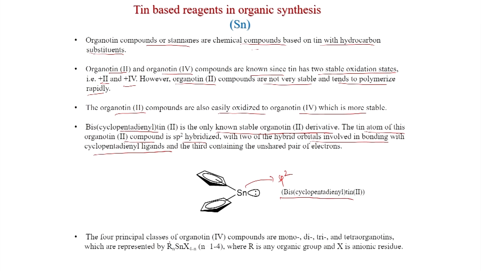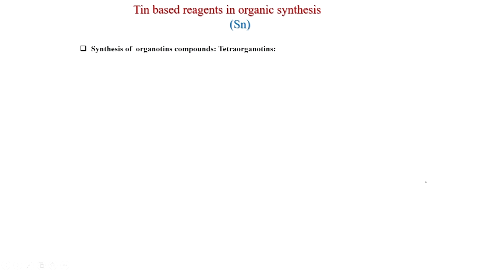And the four principal classes of organotin(IV) compounds are mono, di, tri and tetraorganotins, which are represented by RnSnX4-n, n is equal to 1 to 4, where R is any organic group and X is an anionic residue like halide. So, first we will discuss synthesis of organotin compounds and tetraorganotins.